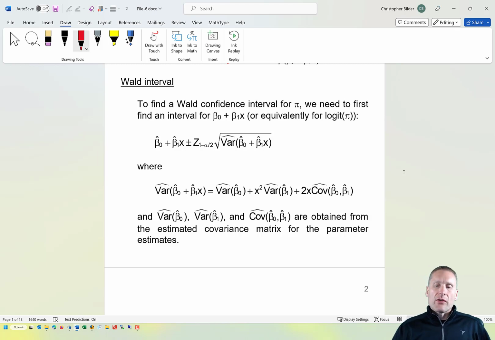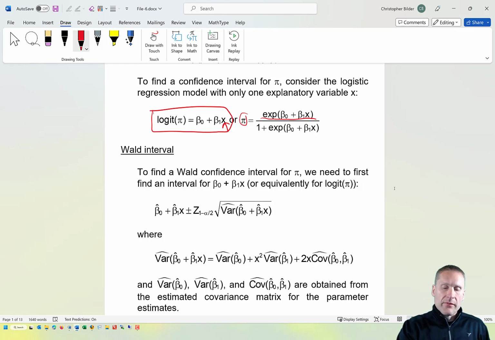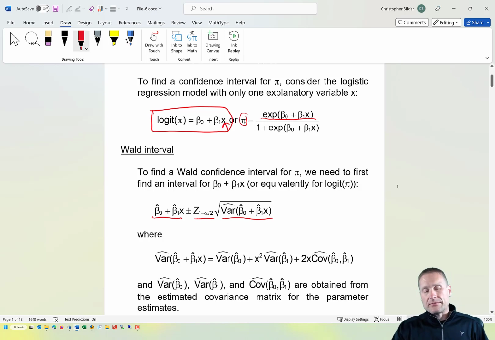Okay, so first of all, if we take a look at our model here, we could find a confidence interval for logit pi itself. In other words, find a confidence interval for beta 0 plus beta 1 times x. How would we do that with a Wald confidence interval? Well, we would take the corresponding estimate plus or minus the value from the standard normal distribution times the square root of the estimated variance of that estimate.